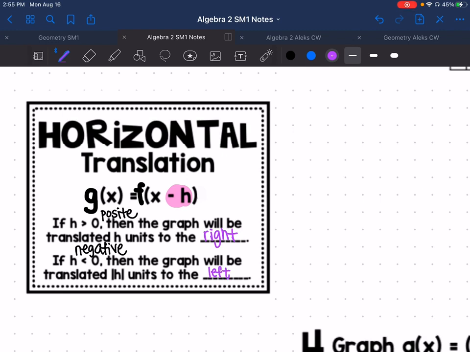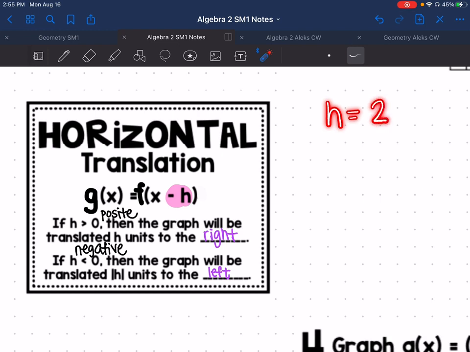Yes. Now be careful because this is correct. If h is positive, we move to the right. If h is negative, we move to the left. But I want to show you something. Let's say that h is equal to 2. Okay, so I have my positive h.